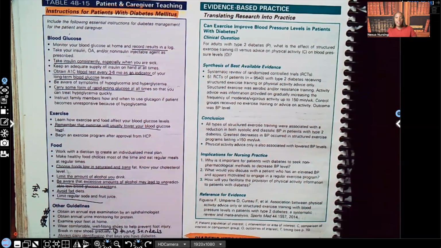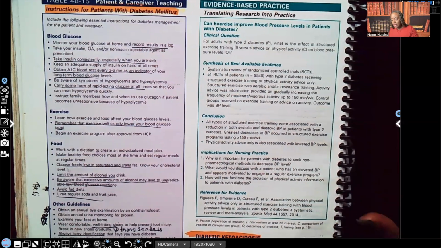On this video, I'm covering part 5 of diabetes. I'm going to go over more patient teaching, and we're going to cover the difference between diabetic ketoacidosis and HHS and KS. So let's get started. Let's take a look at this table 48-15.